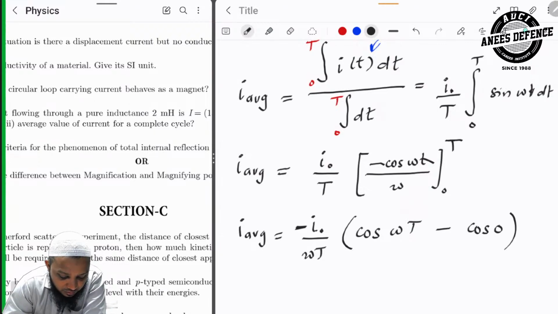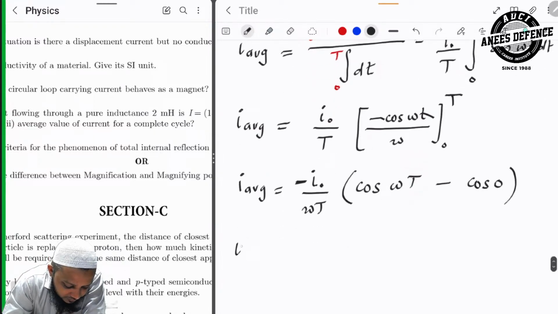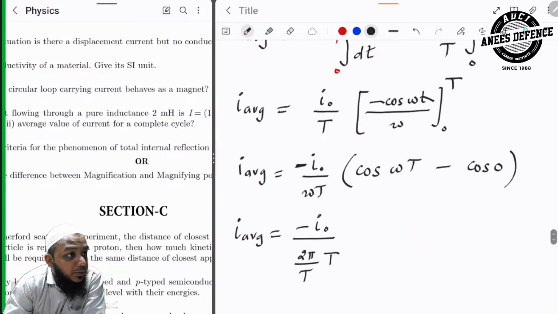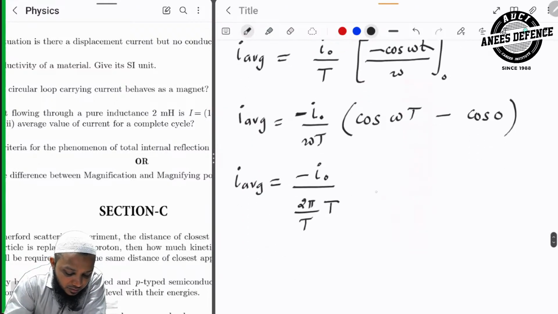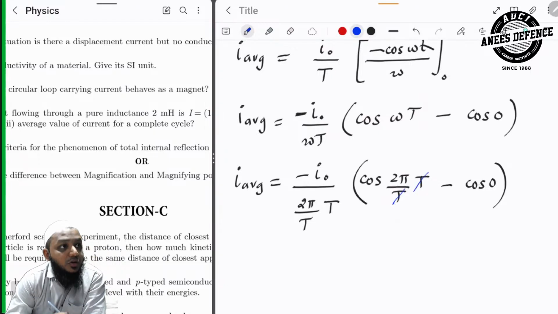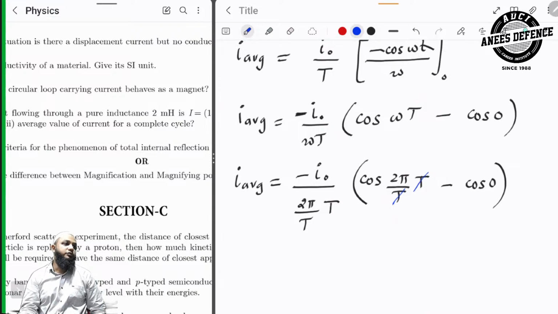Understood? Now we know what is omega. Tell me, what is omega? Omega is 2 pi by capital T. Right? Do you know omega is 2 pi by capital T? Okay, now substituting 2 pi by capital T and into T as it is, minus cos 0. Now tell me, this T gets cancelled. What is cos 2 pi? What is the value of cos 2 pi?